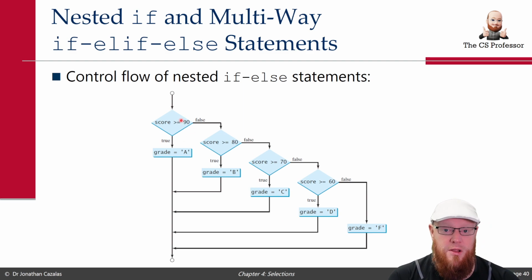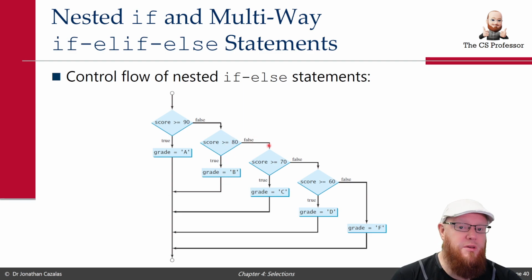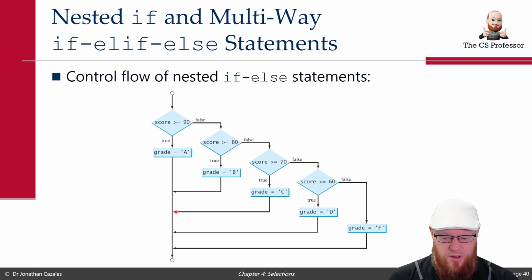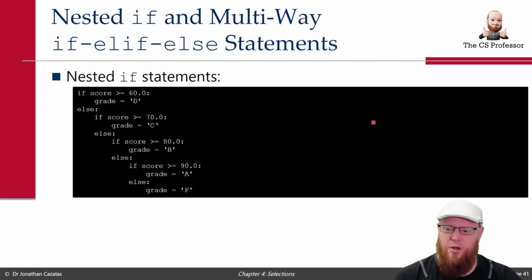So if you get a greater or equal to 90, great, your grade is an A. But else, if that were false, now we're going to check, well, is it greater or equal to 80? If it is, B, great. Otherwise, we have to do another nested check. Is it greater or equal to 70? If it is, great, you got a C, and so on. So here's a nice flow chart to really show what's going on.